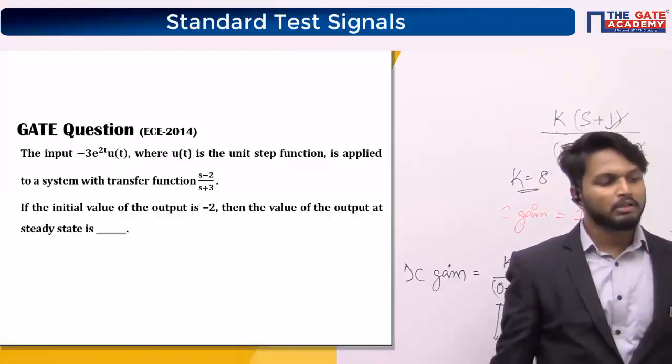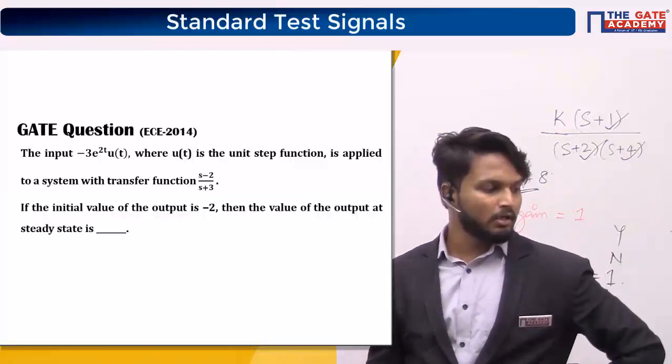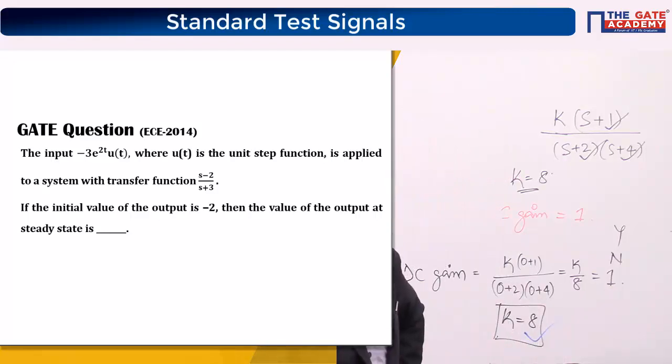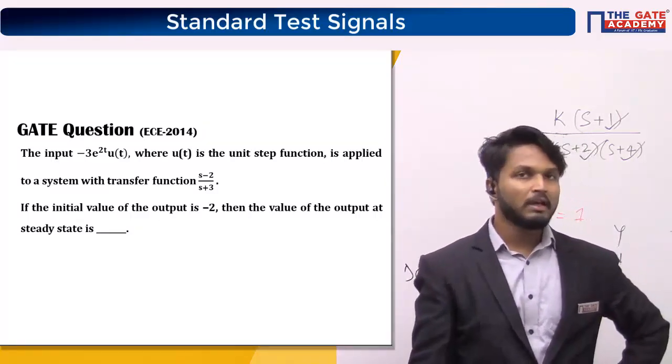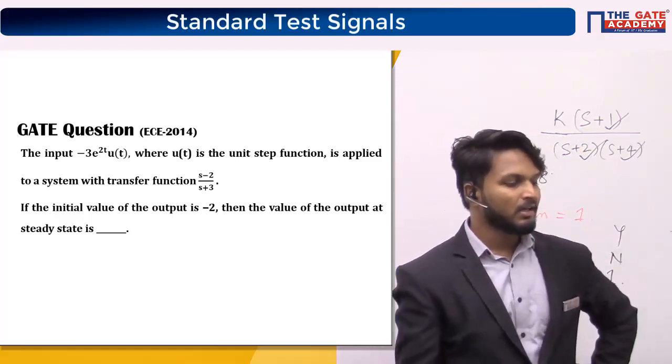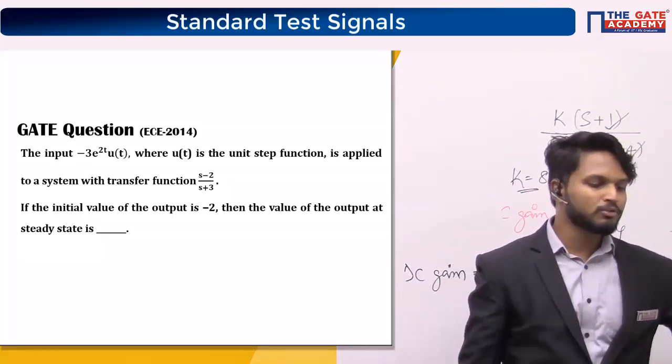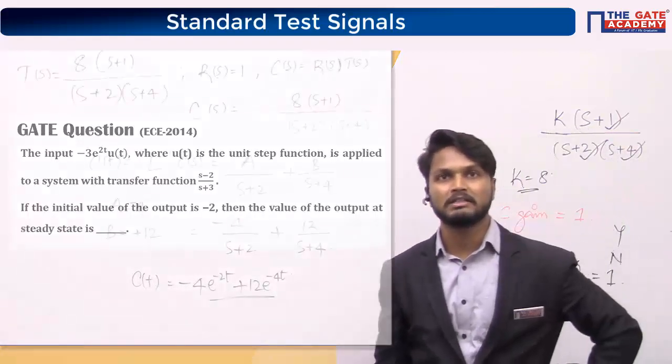The input minus 3 e power 2t u of t, where u of t is the unit step function, is applied to a system with transfer function s minus 2 by s plus 3. If the initial value of the output is minus 2, then the value of output at steady state is.